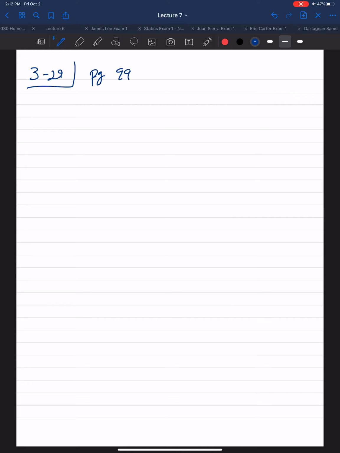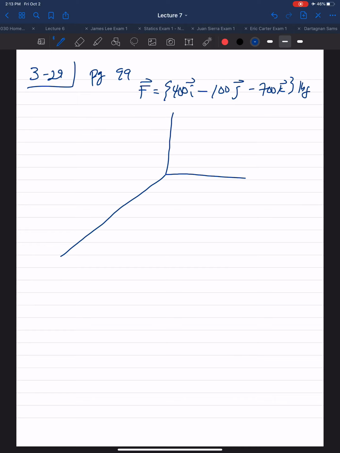Here, it says the force F, they give you it in Cartesian notation, 400i minus 100j minus 700k, pound force, acts at the end of the beam. So I'll try to draw the beam. This is three-dimensional space. This is our point O.